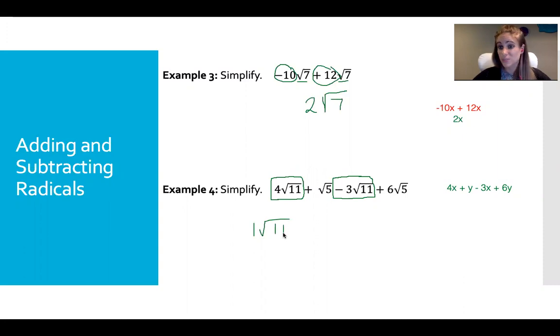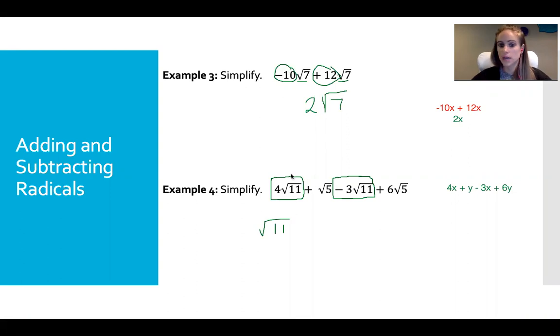Just like with variables, we have those invisible numbers. Remember, mathematicians are lazy. They have invisible numbers all over the place. So we don't need to write that 1 because the square root of 11, since one of them is there, that goes ahead and is enough. It tells me that I have only one of them.